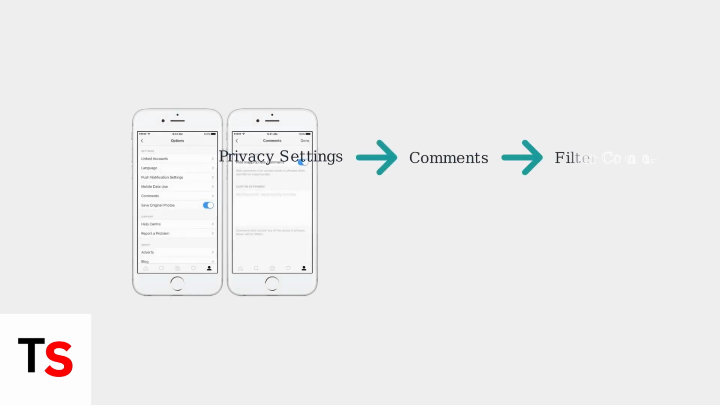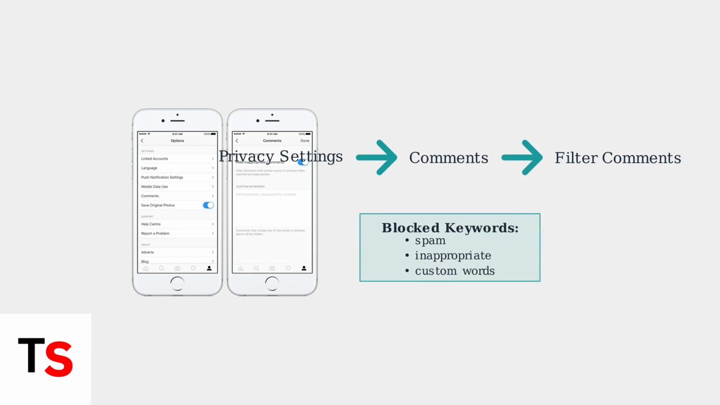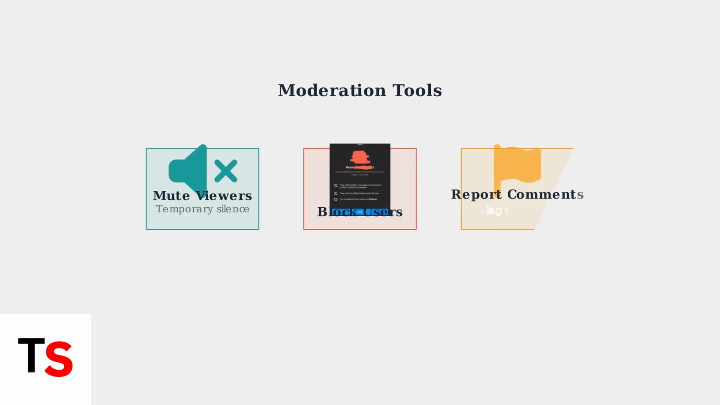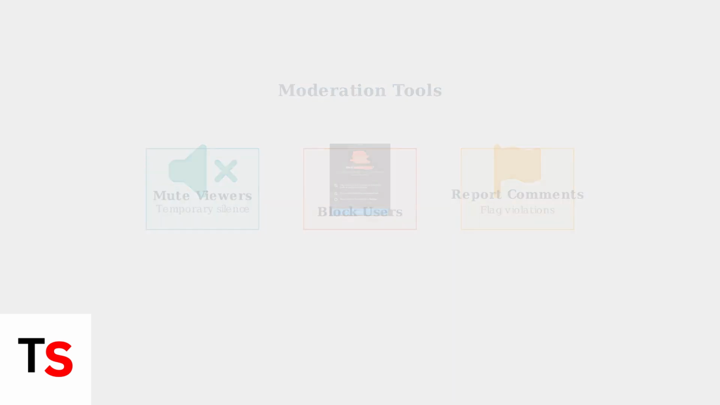For creators, TikTok provides powerful comment filtering tools. You can block specific words or phrases by going to Privacy Settings, then Comments, then Filter Comments. Creators also have access to advanced moderation tools, including muting viewers for specific time periods, permanently blocking disruptive users, and reporting comments that violate community guidelines.